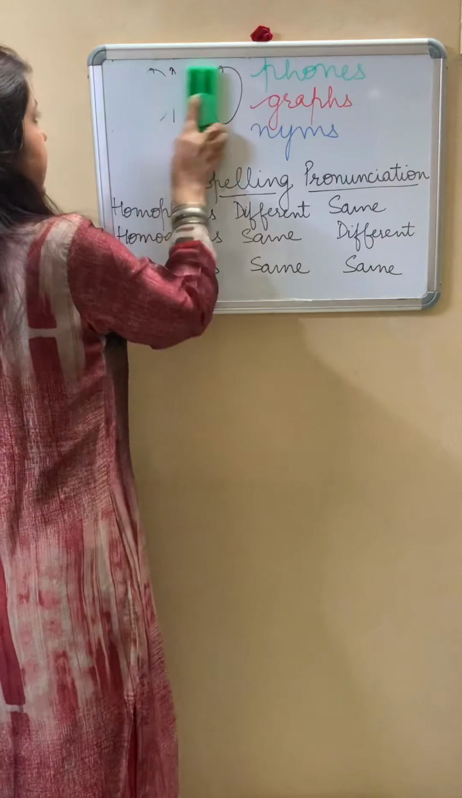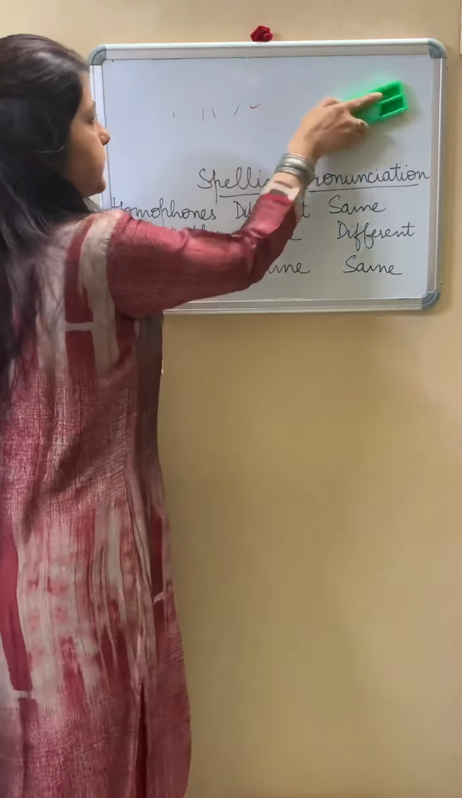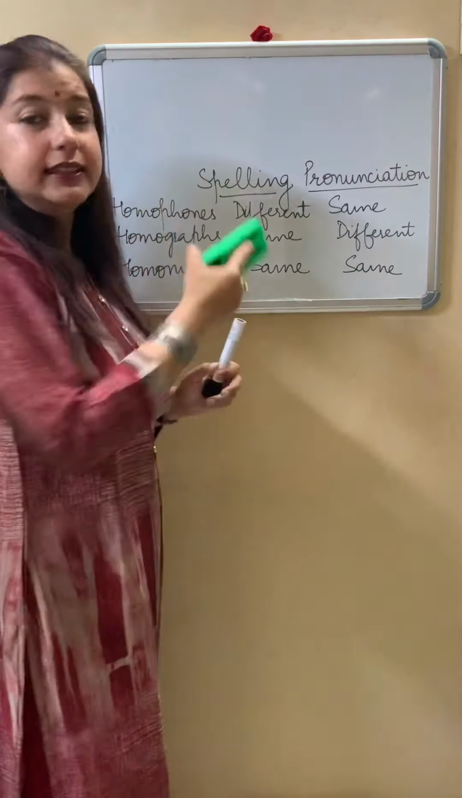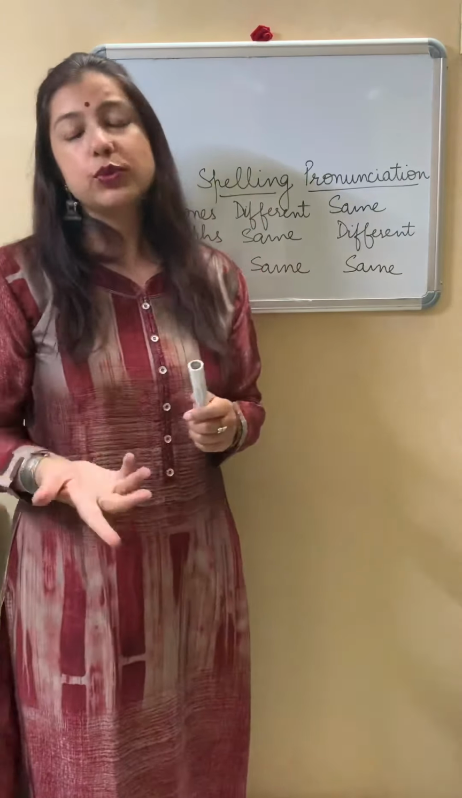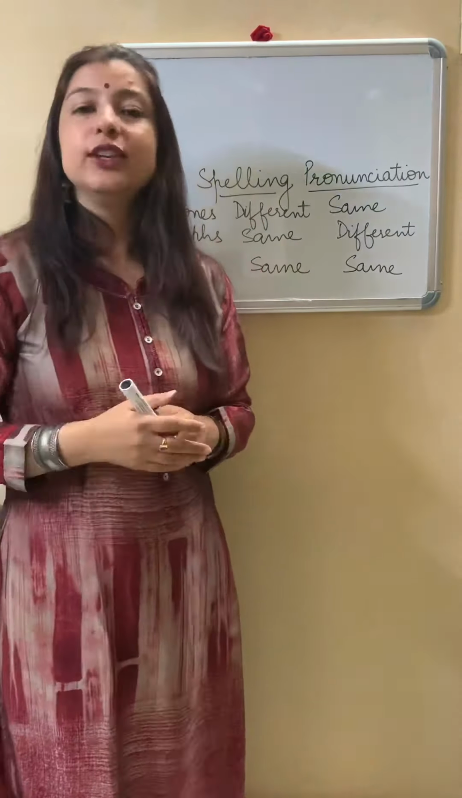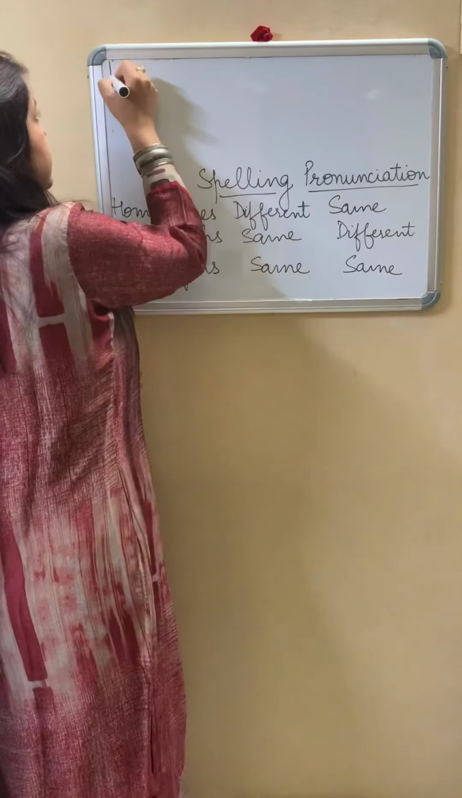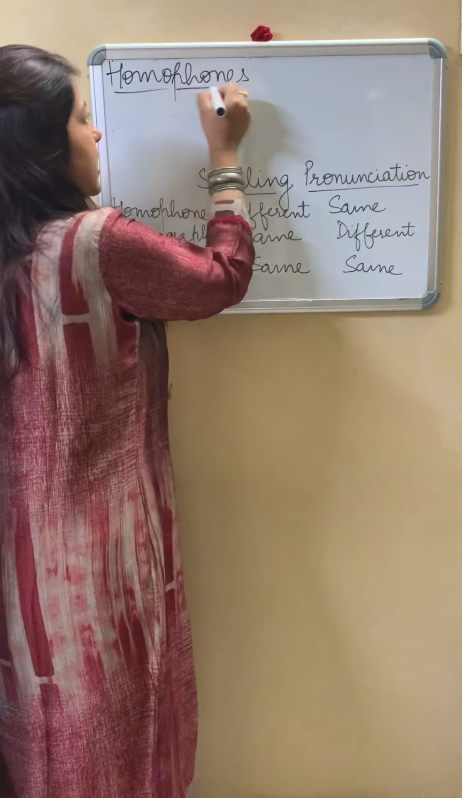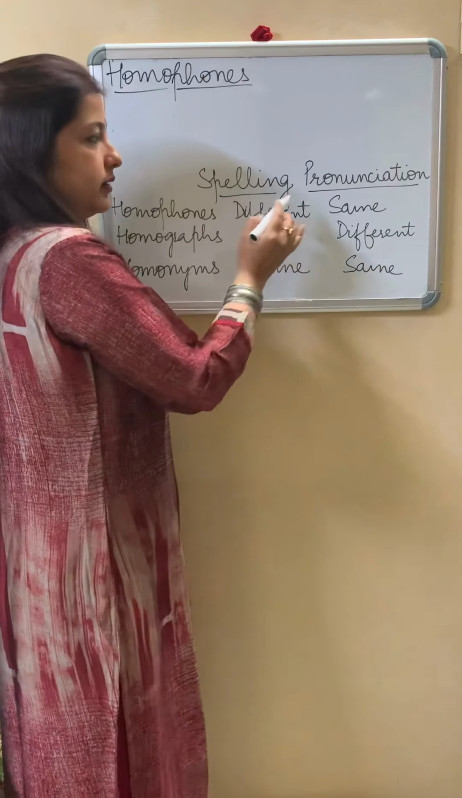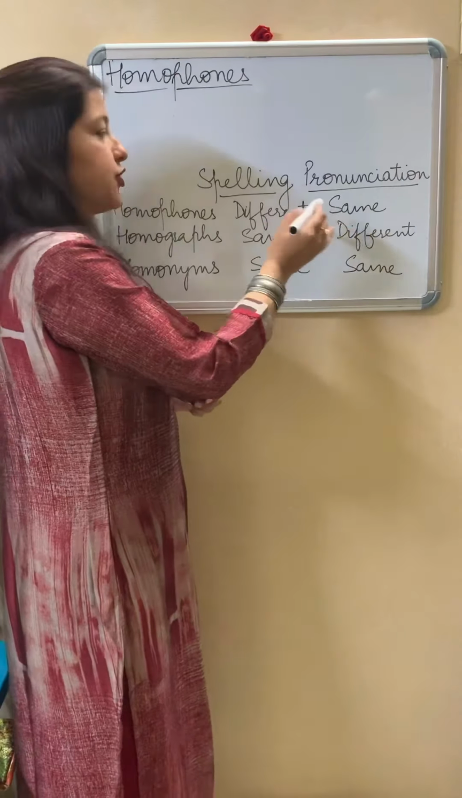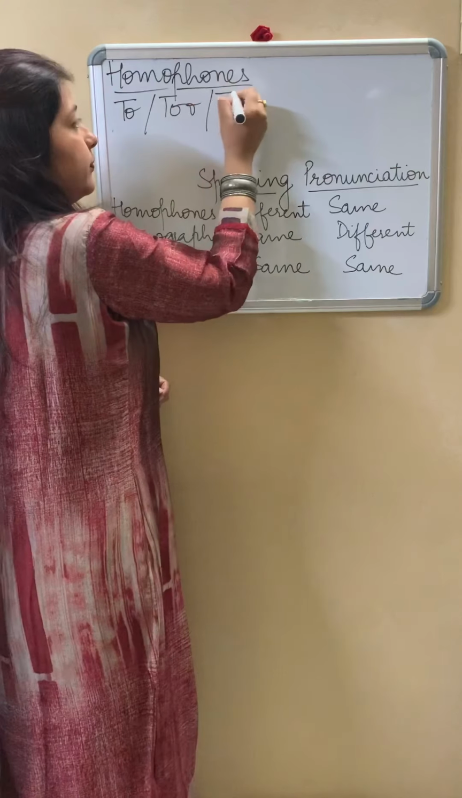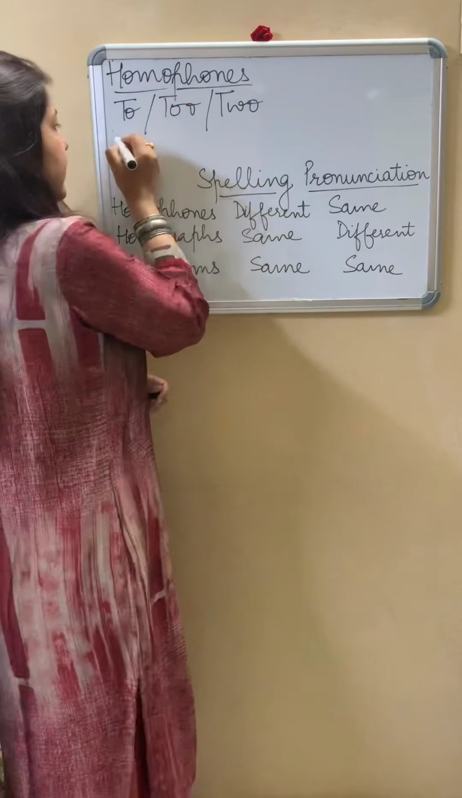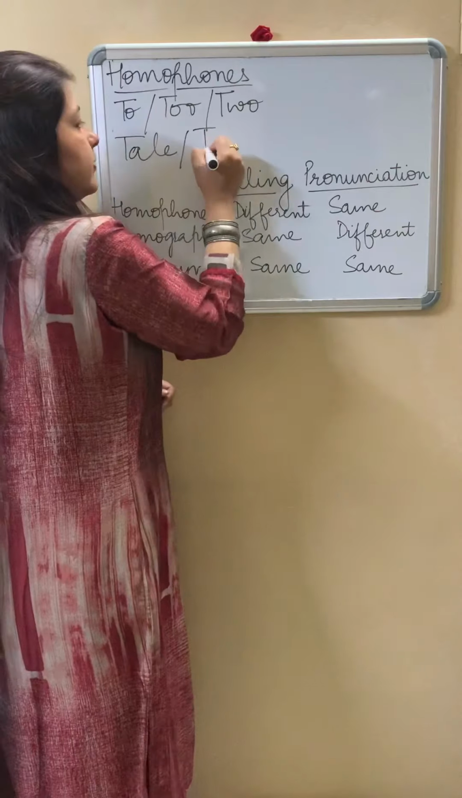Let me first take the examples of homophones. I'll use very easy words which we use generally in our everyday life so that it will be easier for you to relate. Okay, first homophones. So once again, homophones are the words which are the same in pronunciation but different in spelling. Some examples are two and too, tail and tale.